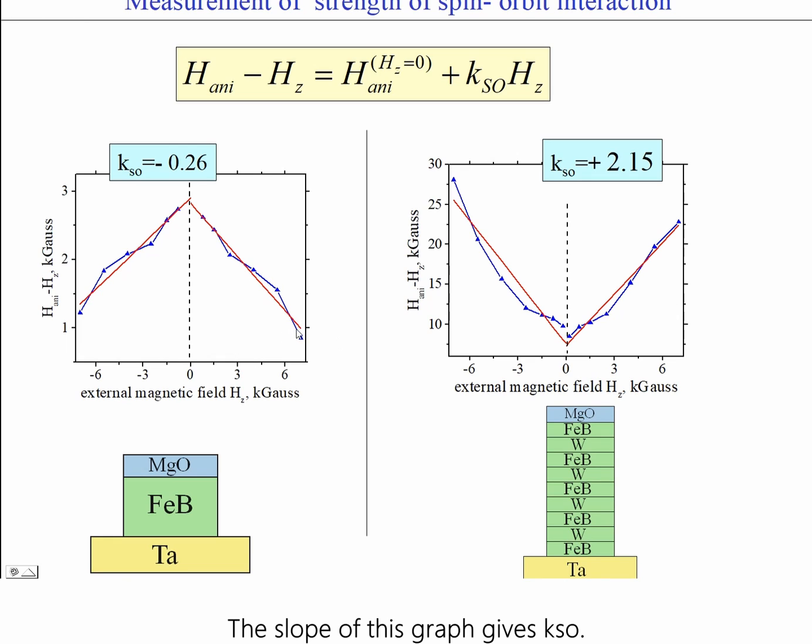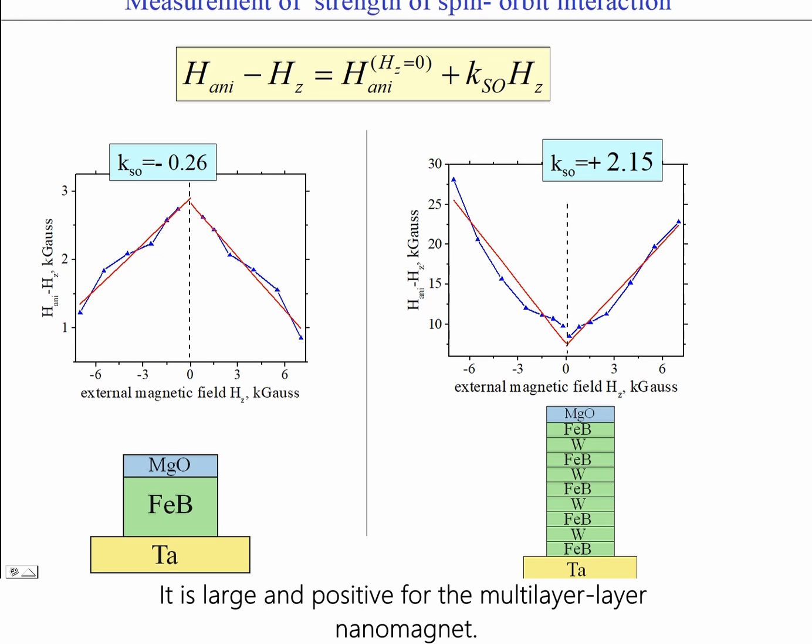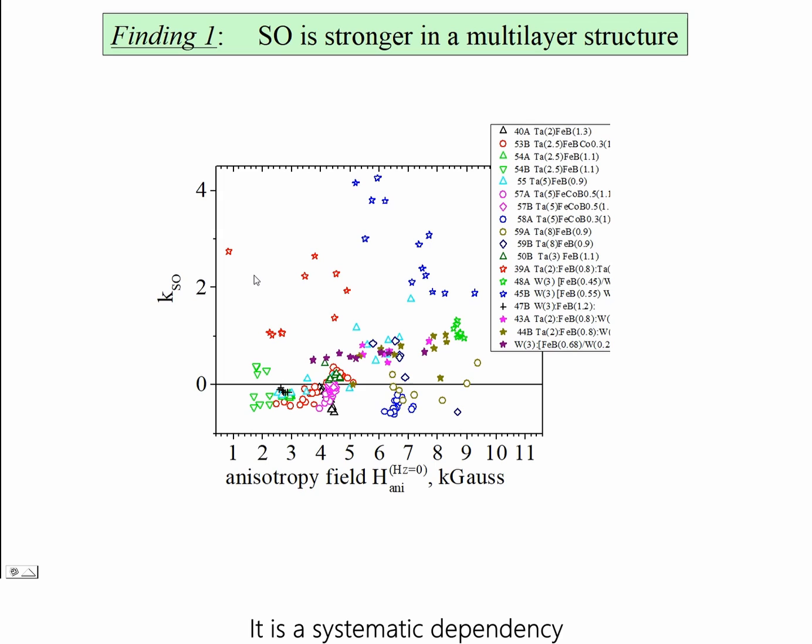The slope of graph gives the value of coefficient of spin-orbit interaction. It is small and negative for single-layer nanomagnet, and large and positive for multi-layer nanomagnet. It is a systematic dependency. This graph shows a measured coefficient of spin-orbit interaction versus anisotropy field.